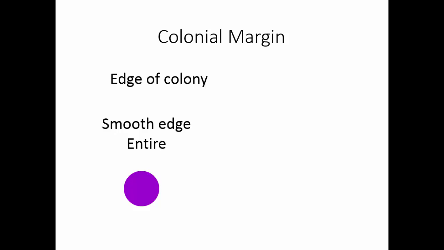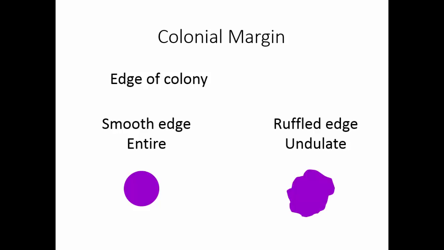The colonial margin has to do with the edge of the colony. If the edge is nice and smooth, no matter what the shape of the colony, we say that the edge is entire. If the edge is not smooth but a little bit ruffled, it is an undulate margin.